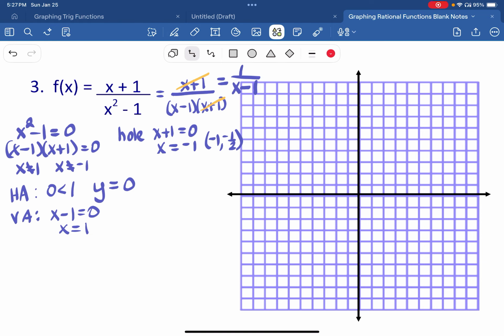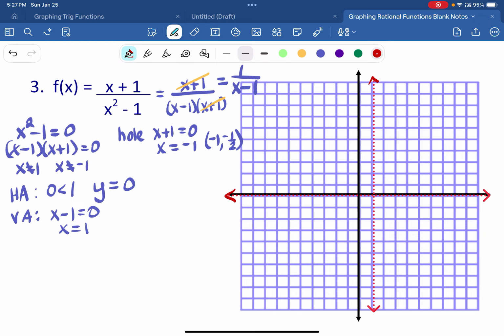So now let's graph. I'm going to start with the asymptotes. I'm going to graph the horizontal asymptote at y equals 0, and put my arrow on that end. And then we're going to graph x equals 1, the vertical asymptote. I promise you these are not always going to be the asymptotes. Just the first two examples had the same ones.